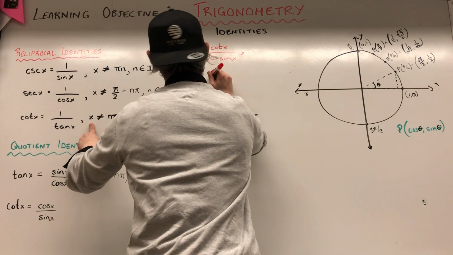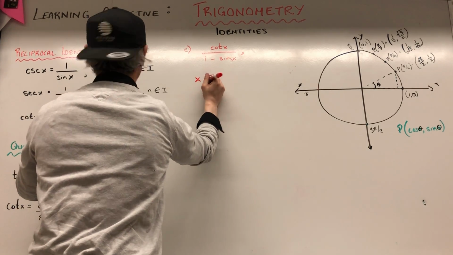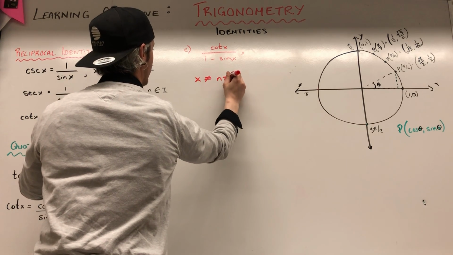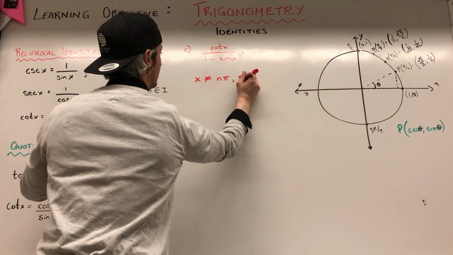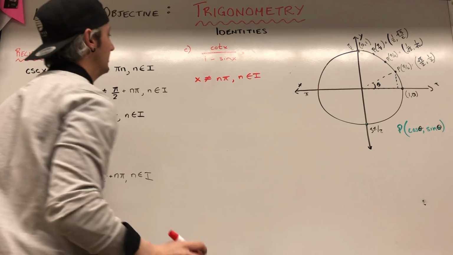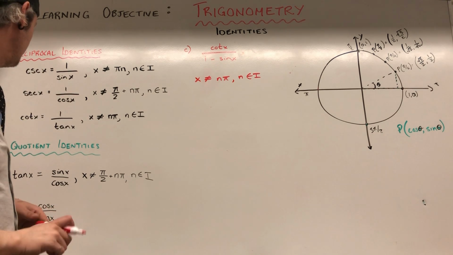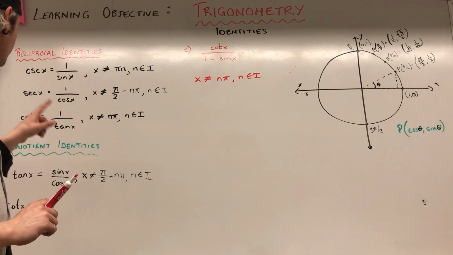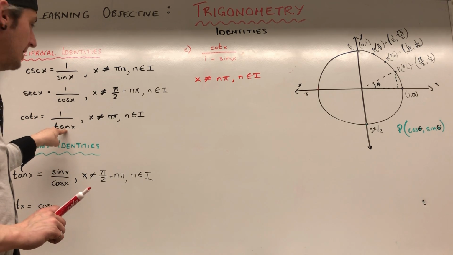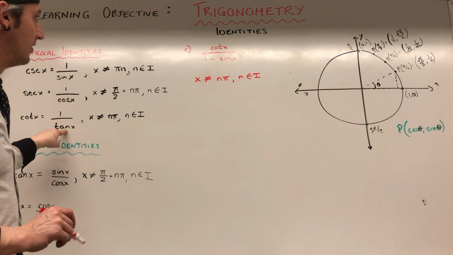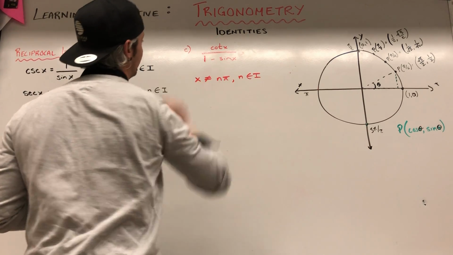So x cannot equal n pi. And so it basically cannot be on the x-axis. Otherwise, this is undefined. Right, okay? And now the next one is, what's going to make the base here equal to 0?